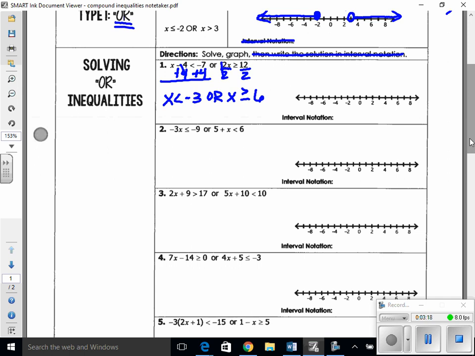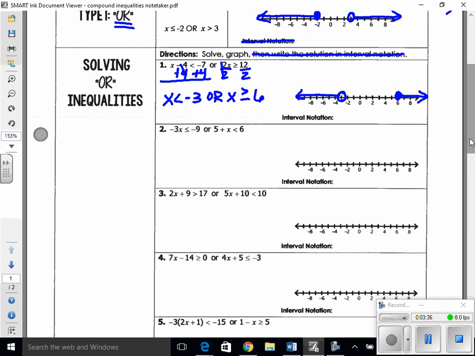Now we need to represent it on the picture. Less than -3 would be an open dot on -3. Less than would be left. Greater than or equal to 6 would be a closed dot on 6 and going right. Okay, so that's what the picture looks like for the inequalities answer that you just solved for.